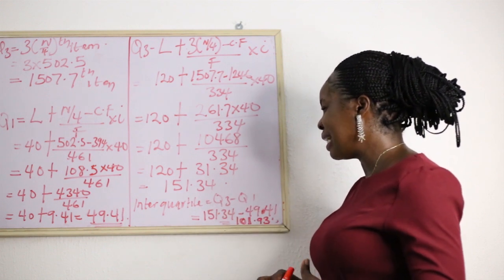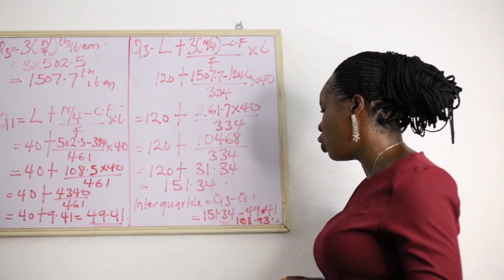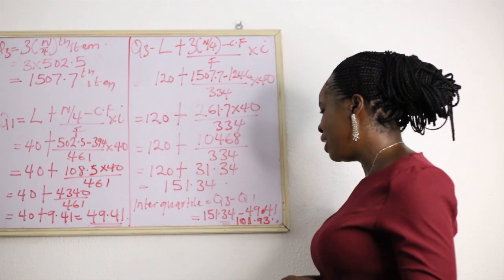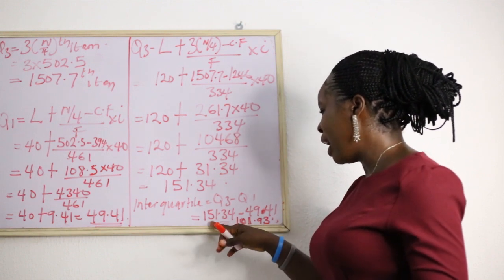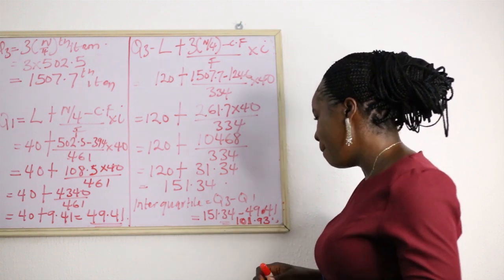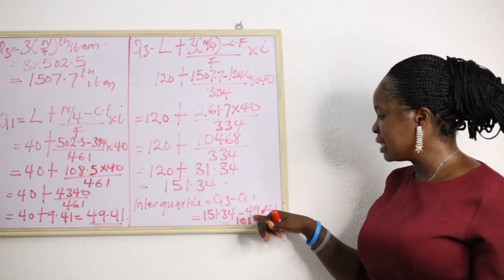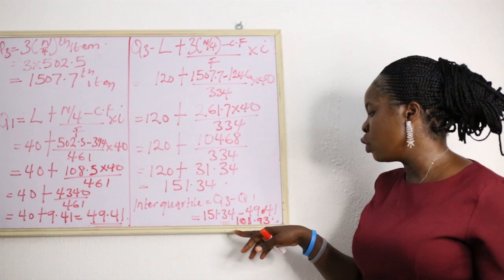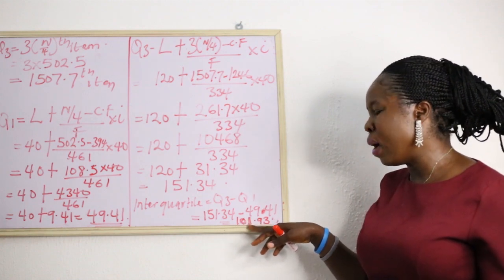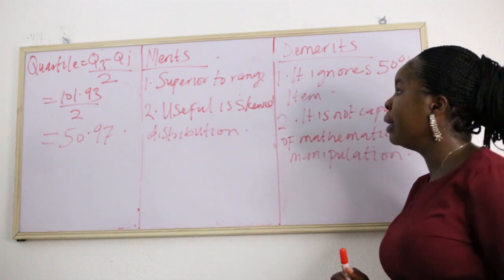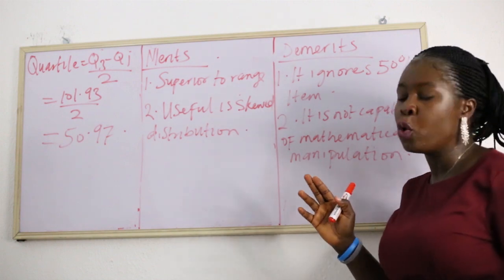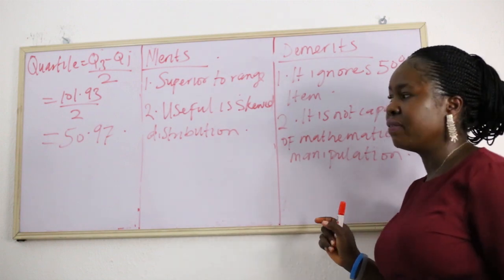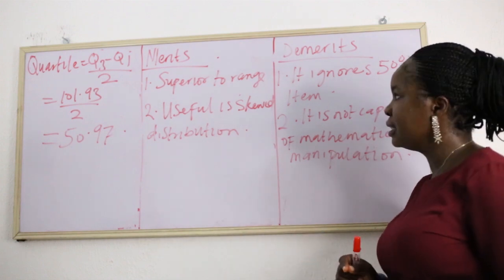That is 151.34. So our interquartile range is equal to Q3 minus Q1, that is 151.3 minus 49.41, which is equal to 101.93. Quartile deviation is Q3 minus Q1 divided by 2. That is 101.93 divided by 2, that is 50.97.